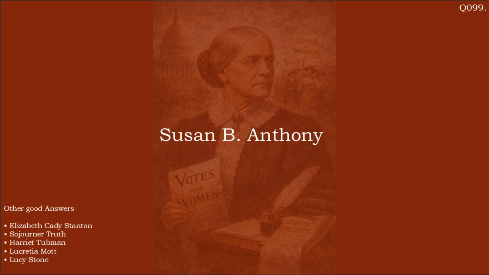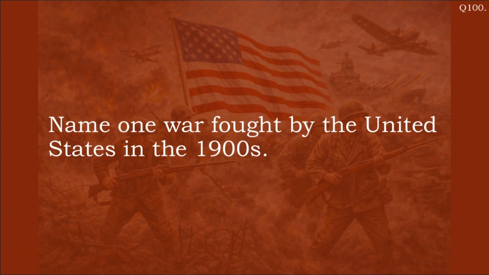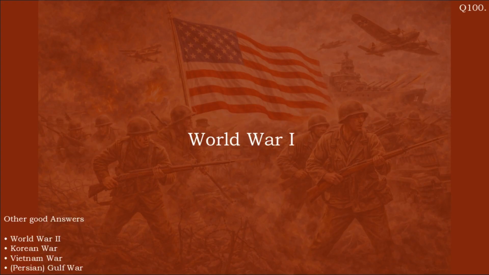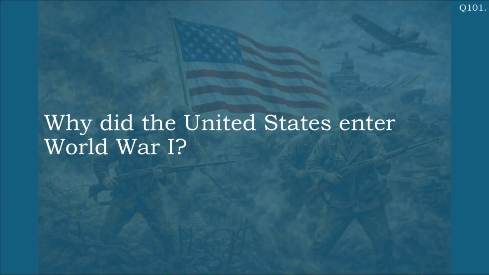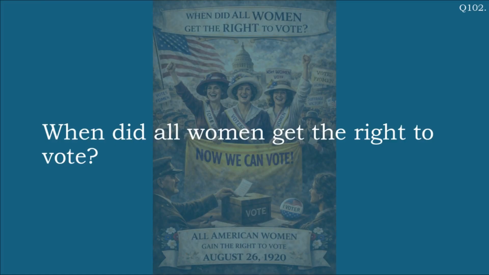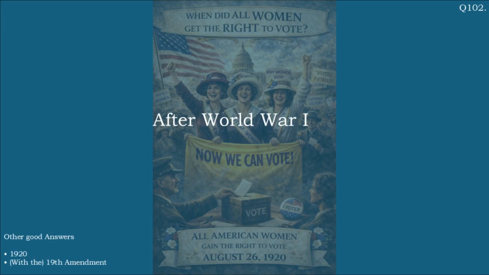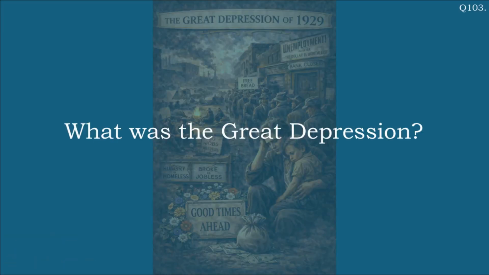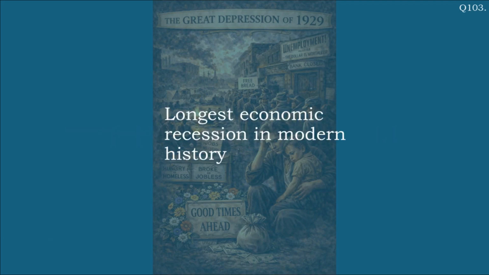Name one leader of the women's rights movement in the 1800s. Susan B. Anthony. Name one war fought by the United States in the 1900s. World War I. Why did the United States enter World War I? To support the Allied powers. When did all women get the right to vote? After World War I. What was the Great Depression? The longest economic recession in modern history.